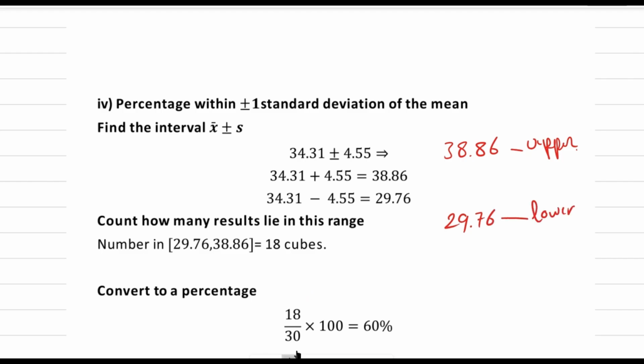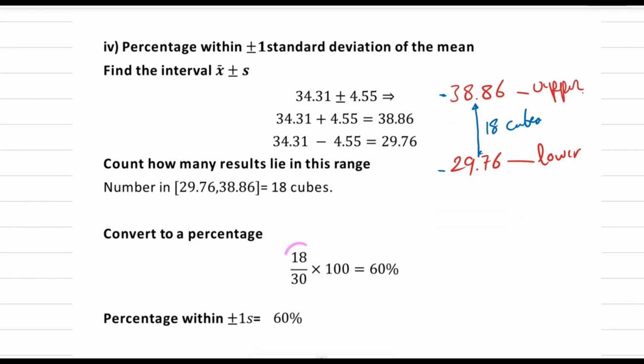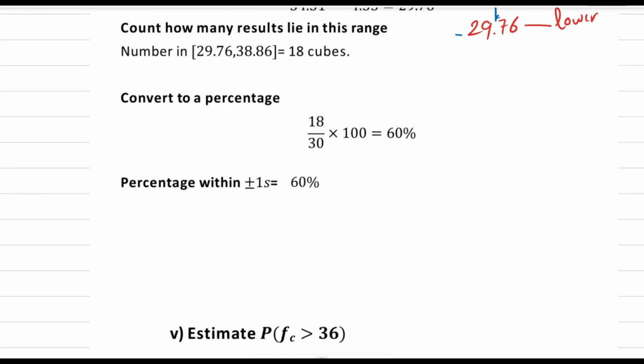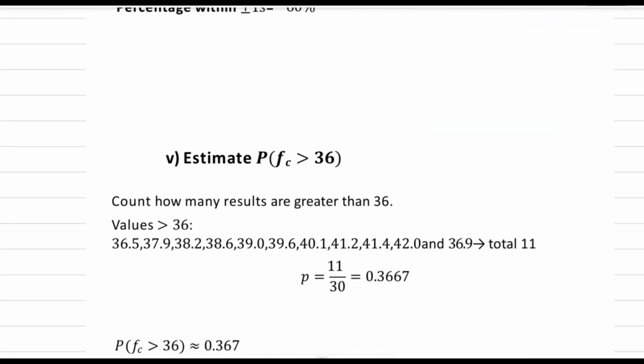You need to count how many values are between the upper limit and the lower limit, including the values at the upper and lower limits. You will find from your data there are 18 cubes. So in order to calculate the percentage, we say 18 divided by the total number of cubes times 100 is equal to 60%. So the percentage the example is asking for is 60%, and this has been shown in a previous video. Let's carry on with what is related to the current session here.